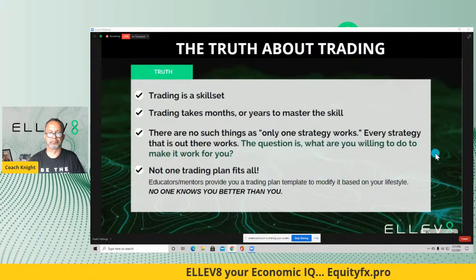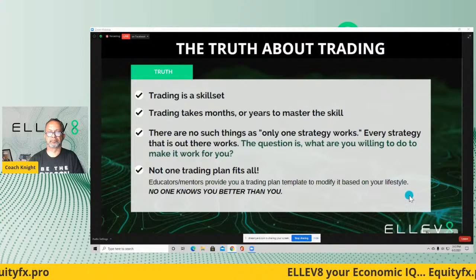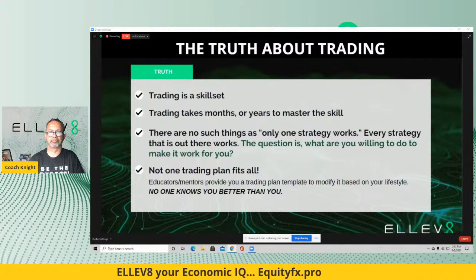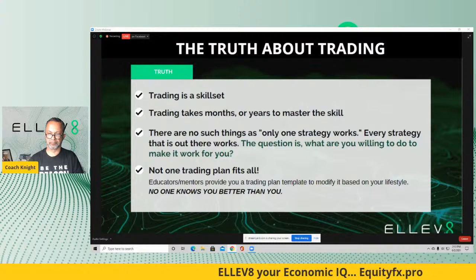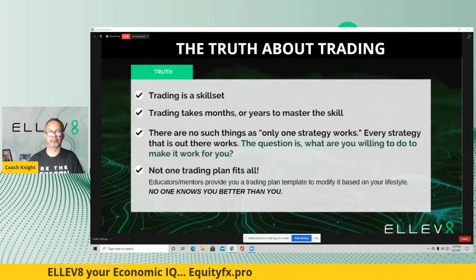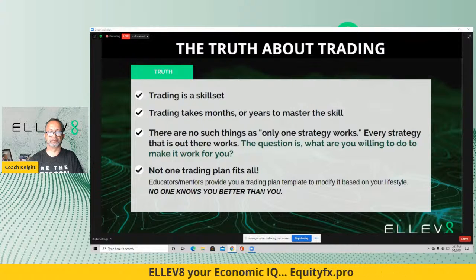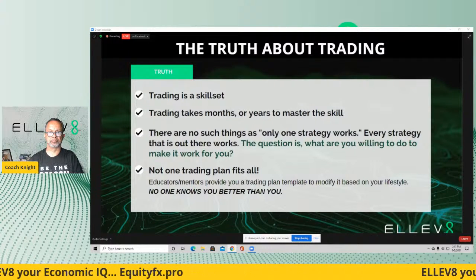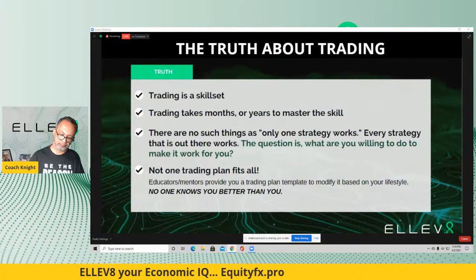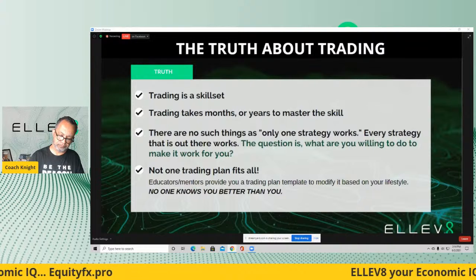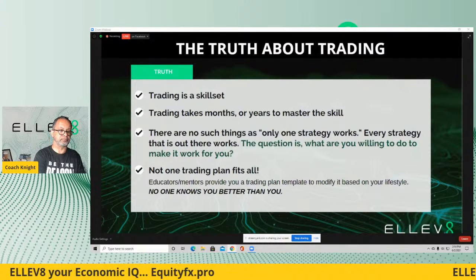So not one trading plan fits all. Why do I say this? Because us educators and mentors provide you a trading plan template to modify based on your lifestyle. Let's be realistic, there are so many different types of people in this world, and everybody has a purpose. Whether you're a doctor, a nurse, a teacher, or in any type of field, we all have different lifestyles. So when you're provided a trading plan, you have to modify it to your lifestyle. No one knows you better than you. I don't know what's going on in your life, but if this is something you want to do, you have to adjust it to your life, or conform in a way that you can make it work for you.